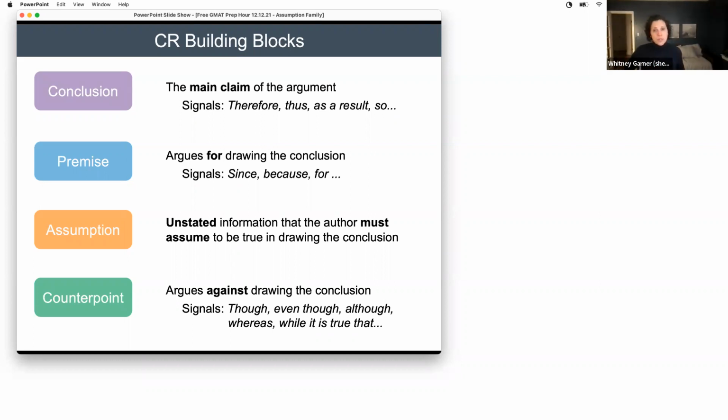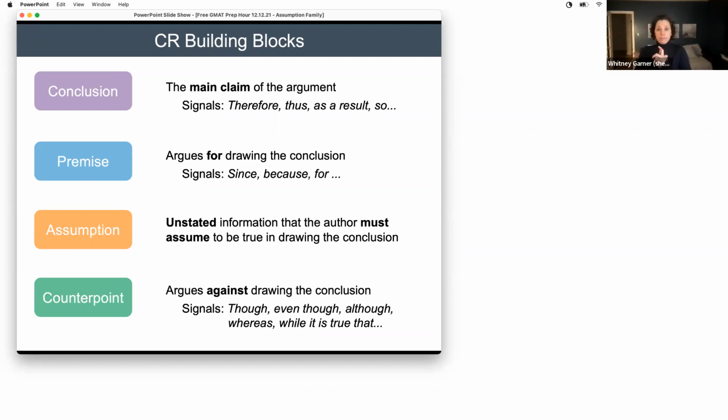Notice that I didn't put anywhere on here language like but or however. Those are very big signal words, but they aren't signal words that indicate what that sentence is doing. We'll see them playing out here in just a moment. The but and the however are signal words for the direction that the argument is going to take, not what the sentence itself means, whether the sentence is a premise or a counterpoint or a conclusion.